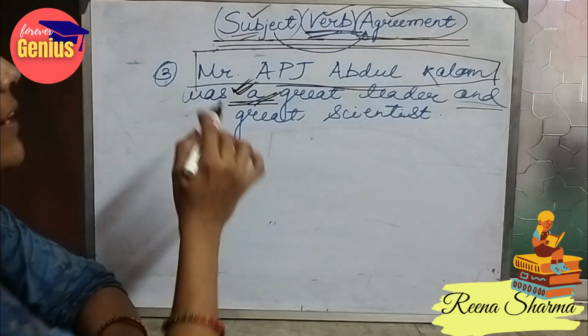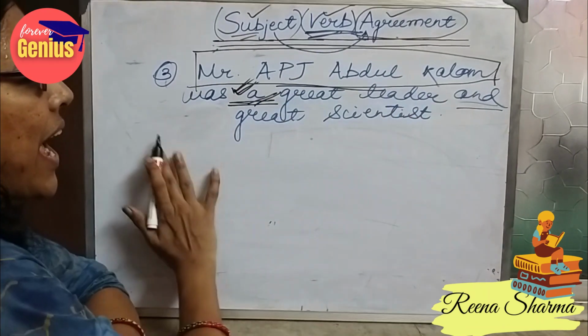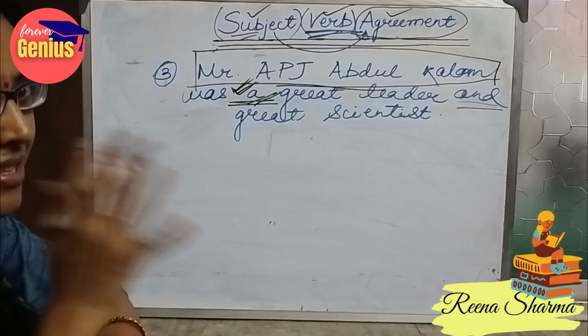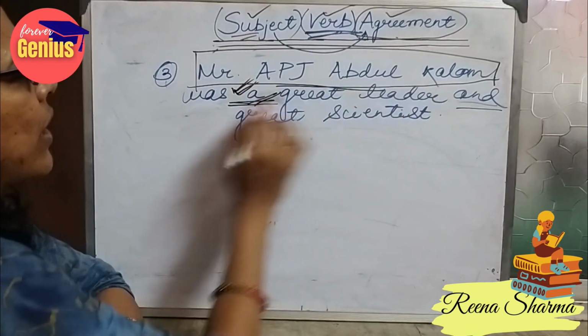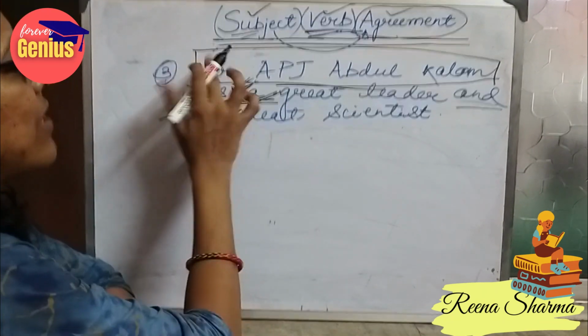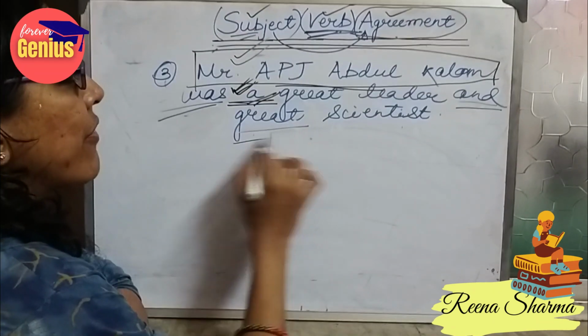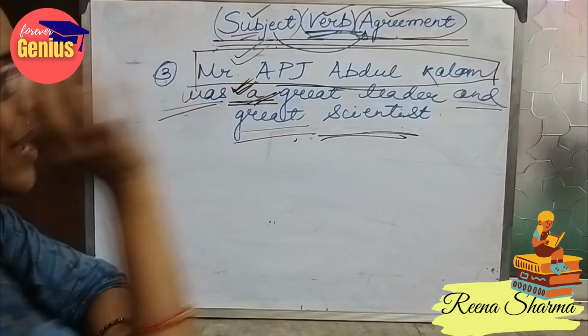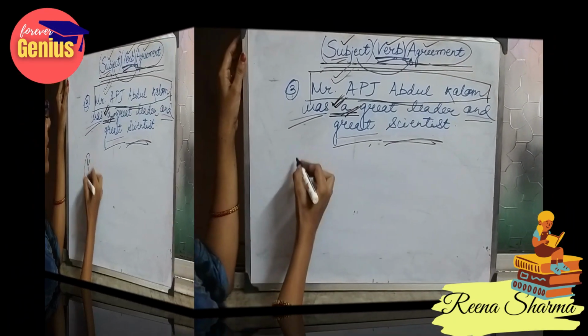I cannot write Mr. APJ Abdul Kalam was a great leader and a great scientist. I will simply write Mr. APJ Abdul Kalam was a great leader and great scientist, because I am using these words of appraisal for Mr. APJ Abdul Kalam.